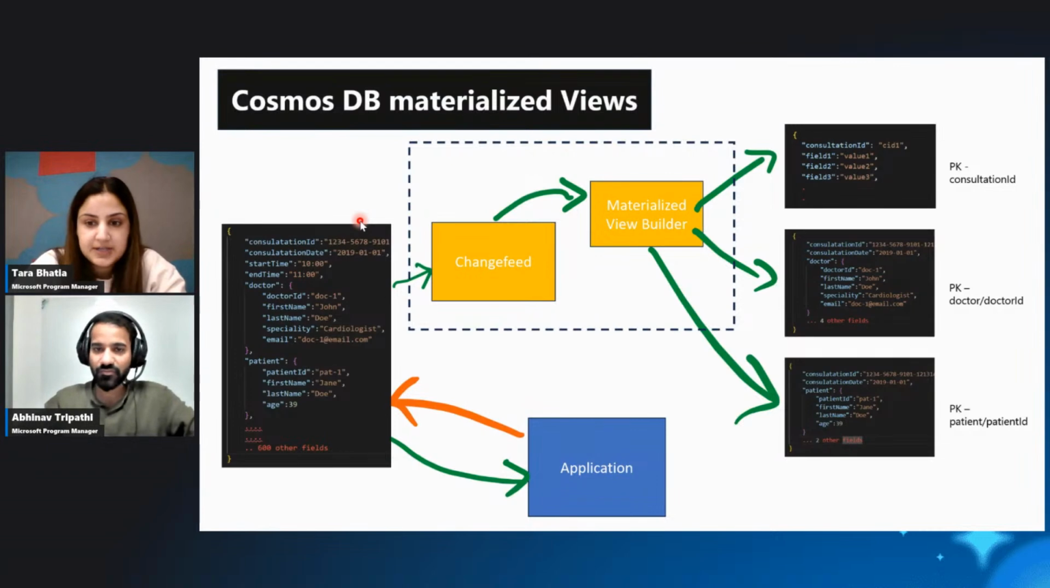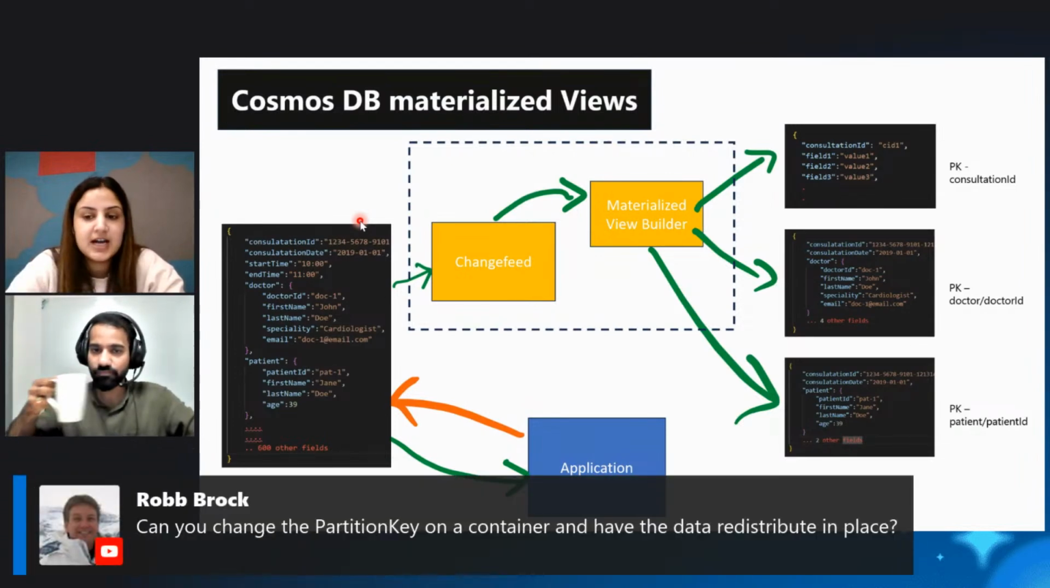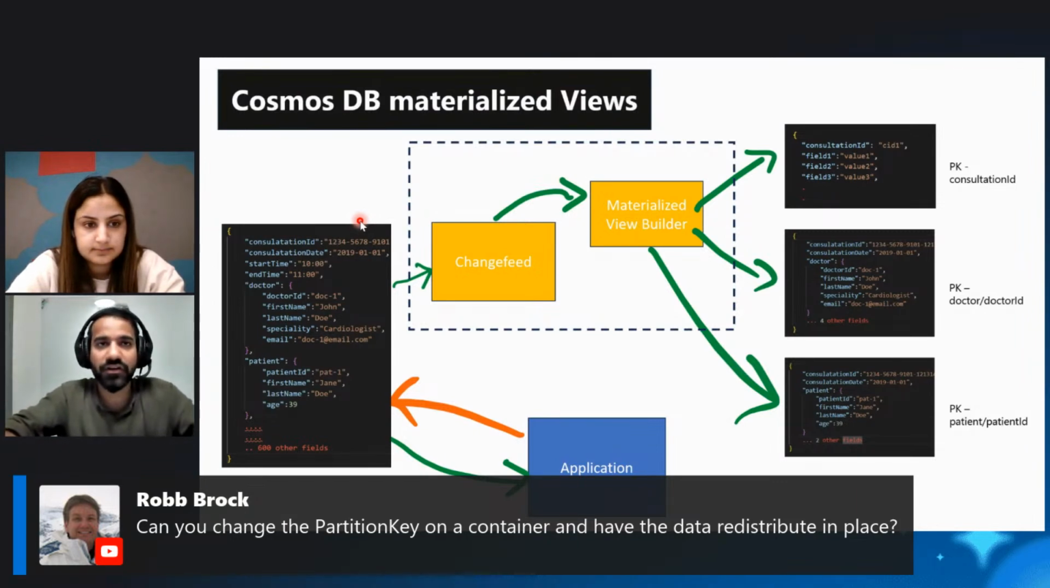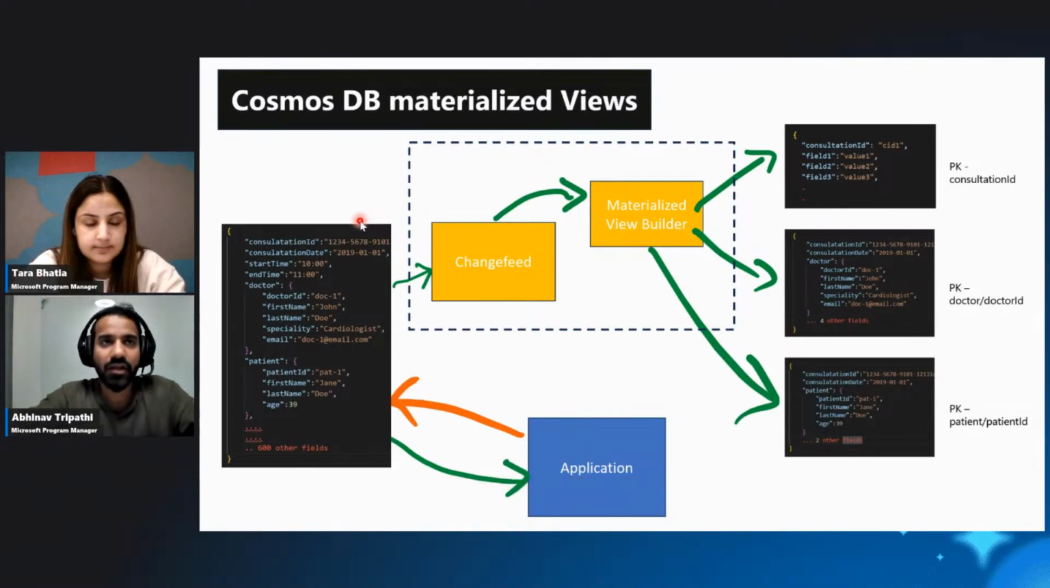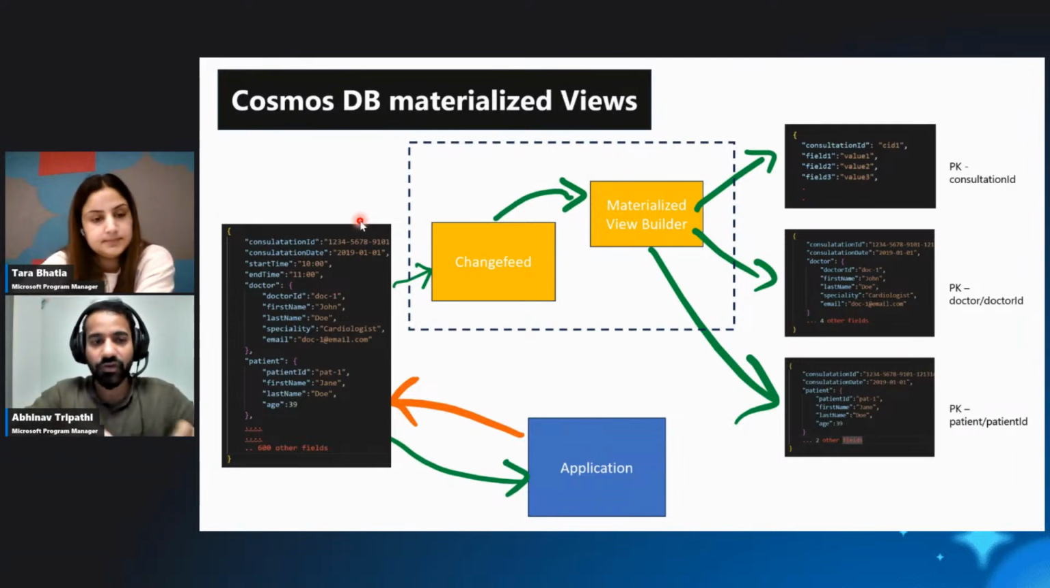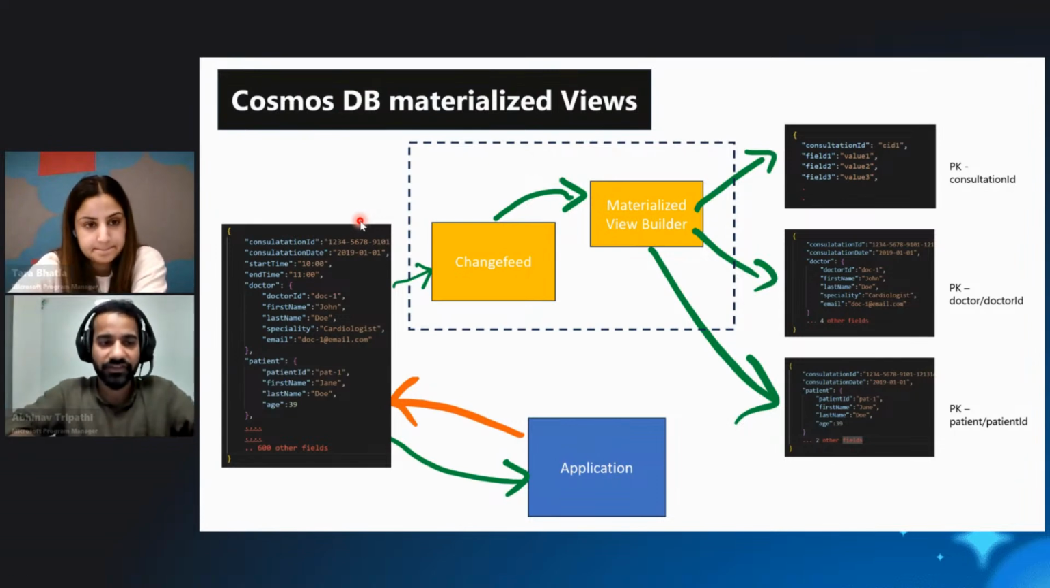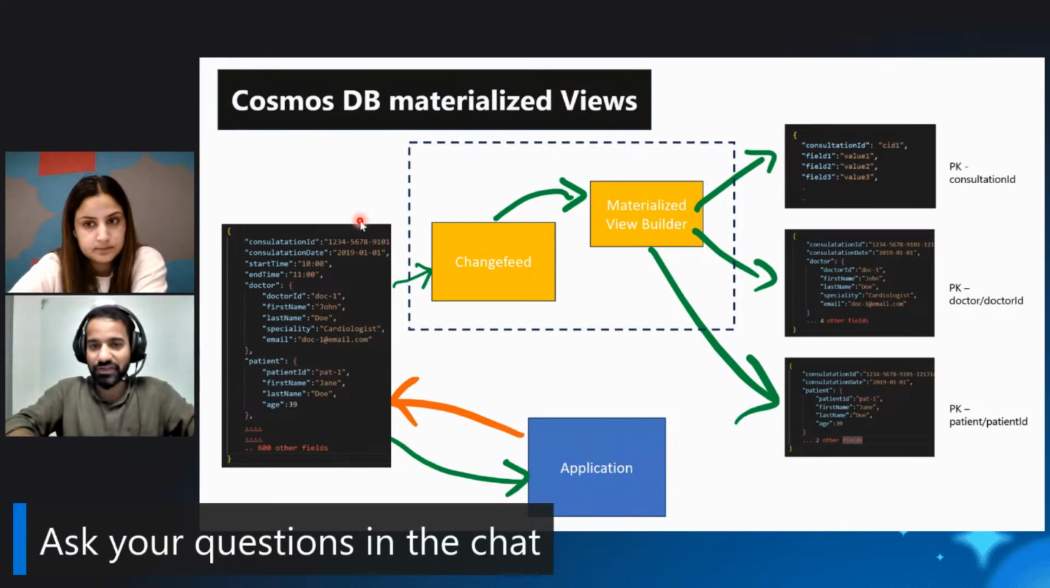We actually have one question from Rob in our chat, and he asks, can you change the partition key on a container and have the data redistribute in place? No, that is not the point of materialized views. You cannot do that with the materialized view feature. Materialized views let you create secondary data views, so it will create a new container. It will not make those changes in place. There are other features for that, but materialized views do not do that.